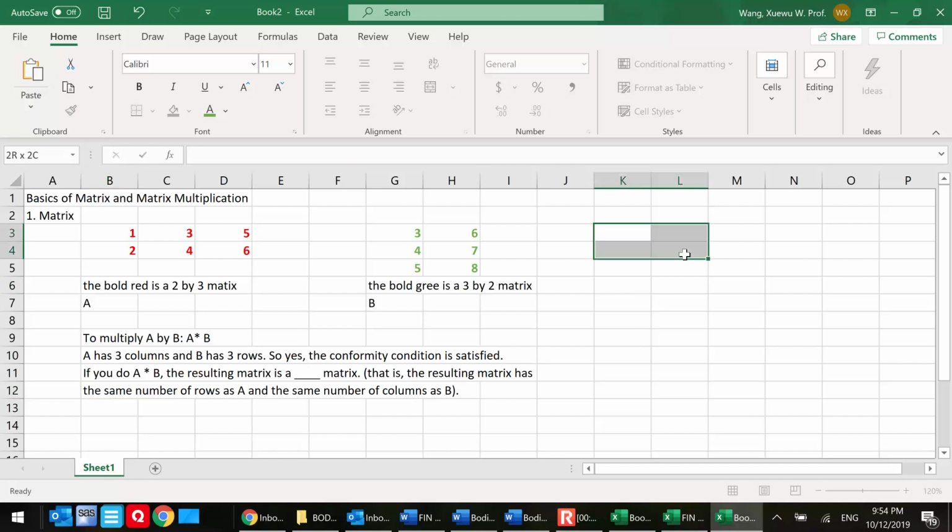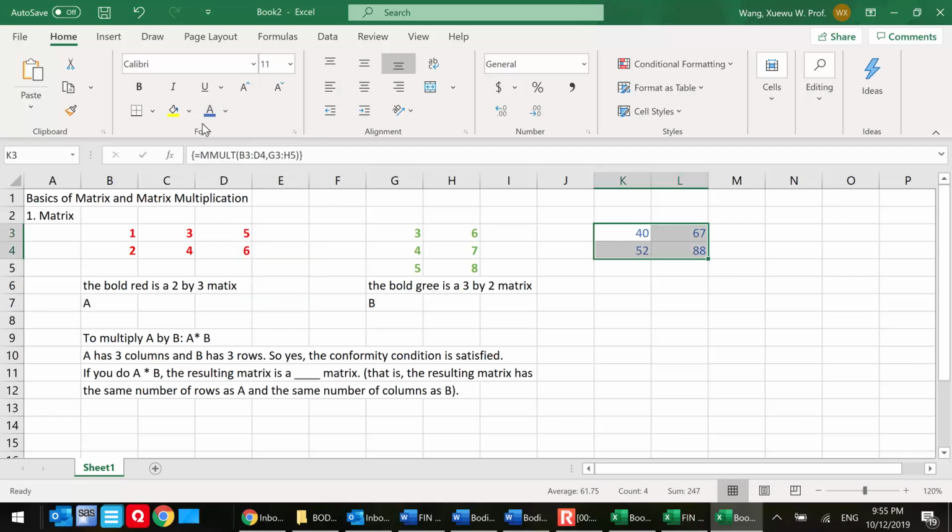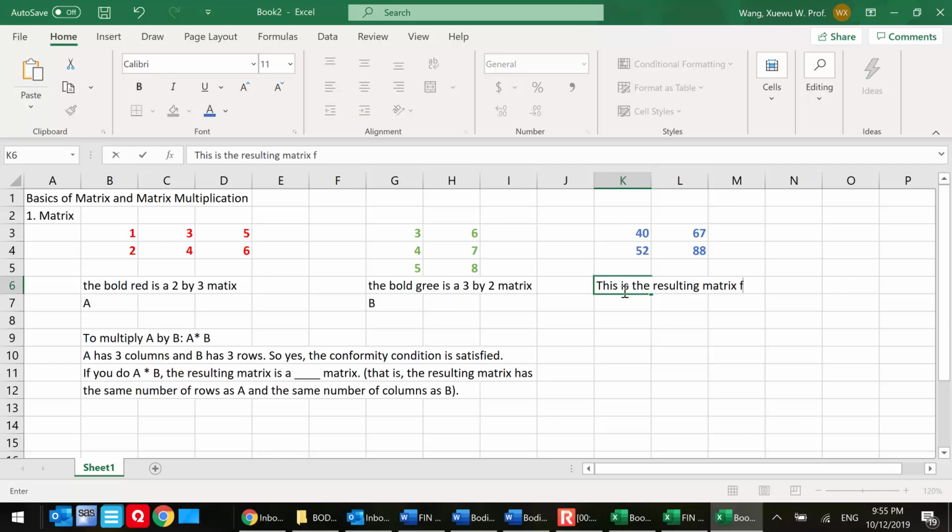So if I want to replicate this, I'm going to highlight these 4 cells. This is a 2 by 2 matrix. I'm going to take this matrix, which is my first matrix, and this is my second matrix, and I'm going to press Control Shift Enter. Yes, that is going to be my resulting matrix. Let me put this in bold green. This is the resulting matrix from doing A times B.